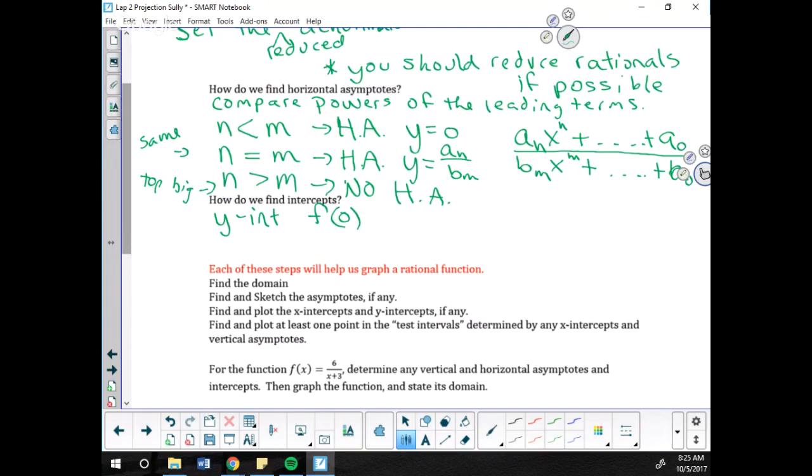F of 0? Now, just a quick hint. If our polynomial has a bunch of x's on top and a bunch of x's on the bottom, the only thing without x's are going to be these last two terms, aren't they? Right? So our y-intercept is typically always going to equal our a sub 0 over our b sub 0.